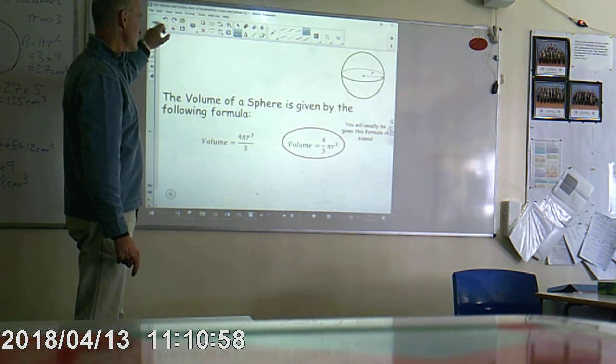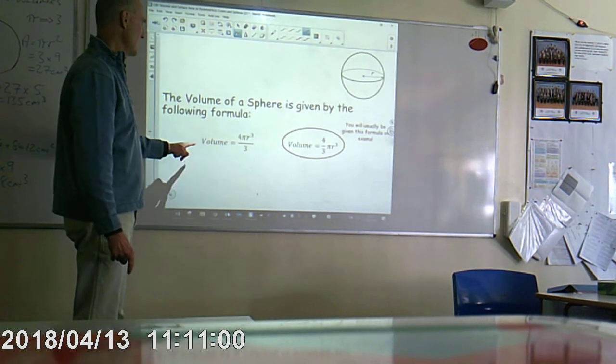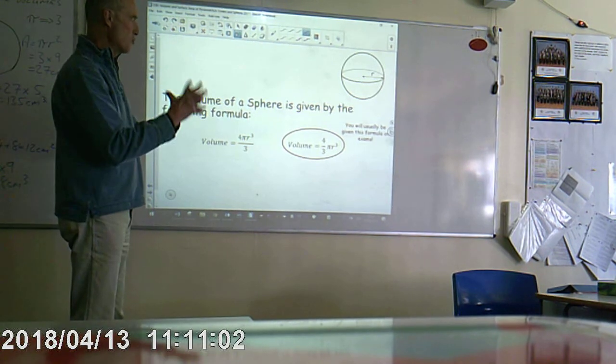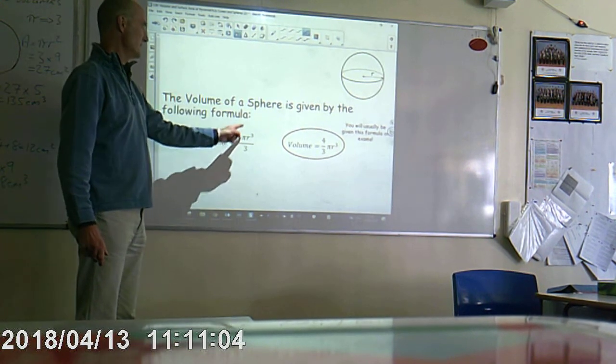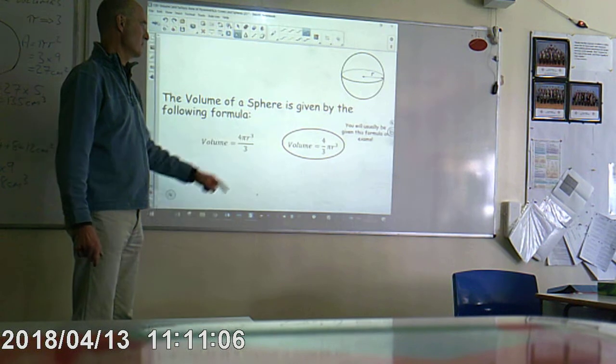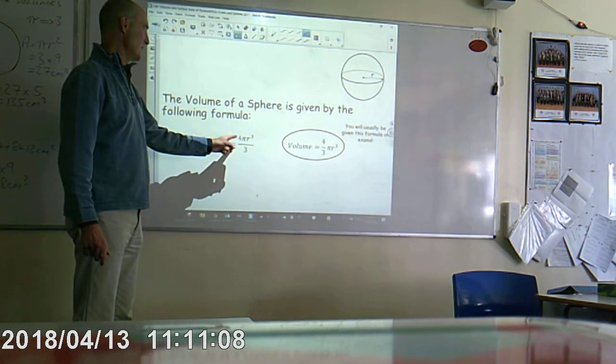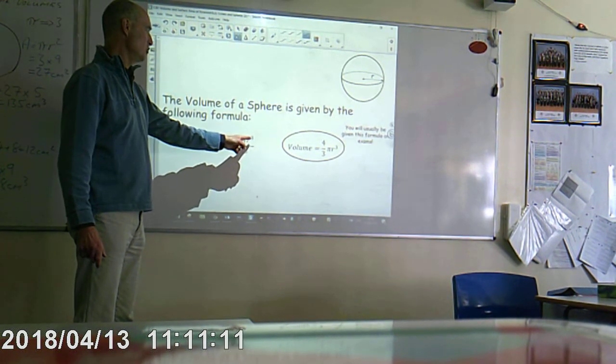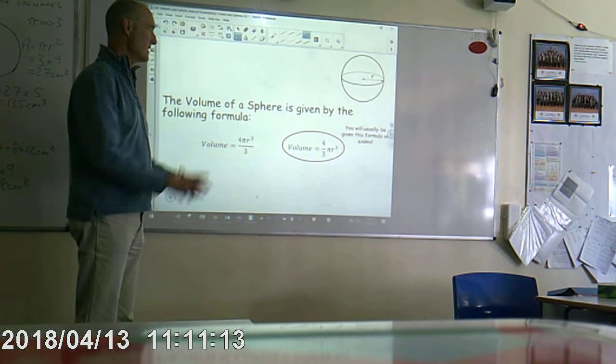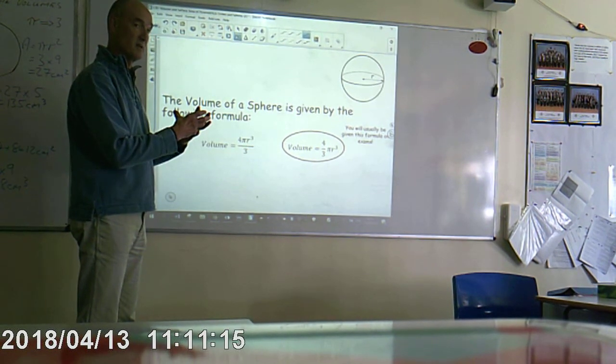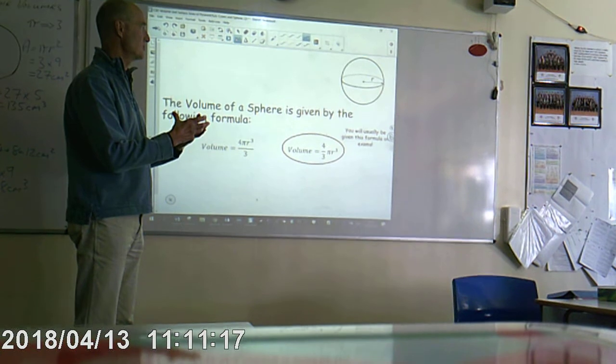Another thing for you to consider, and we talked about this the other day, a sphere, a ball. The volume of a sphere, that is the equation for the volume of a sphere. Volume equals 4 pi r cubed divided by 3. That would give you the volume of a sphere. So that will help you with some of the questions as well.